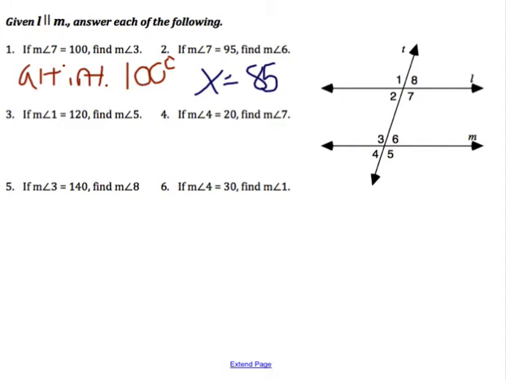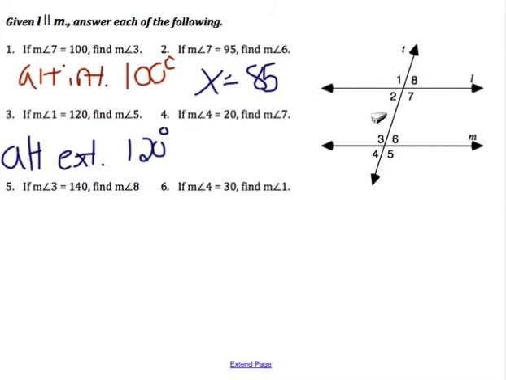The measure of angle 1 is 120. Now we want to find the measure of angle 5. What I noticed is that they're both on the outside of the parallel lines. So the next question I need to ask myself is, are they alternate exterior angles? I noticed that they're on opposite sides of the transversal on the outside of the parallel lines, so that means they're alternate exterior. Remember that alternate exterior angles are congruent, so the measure of angle 5 is also 120 degrees.